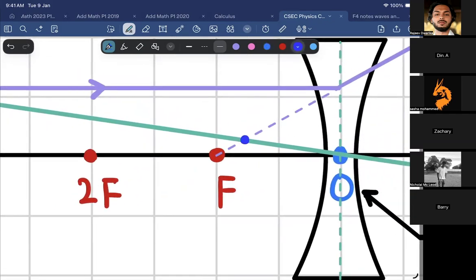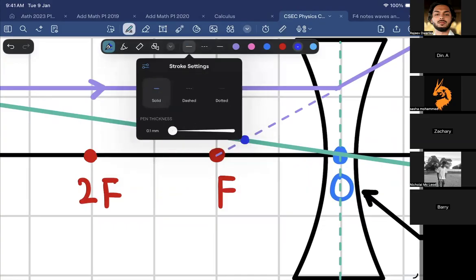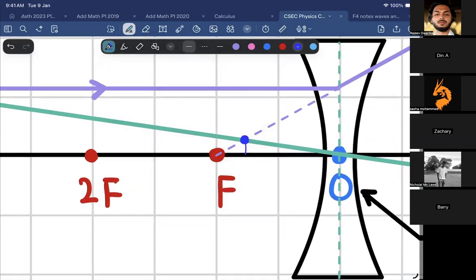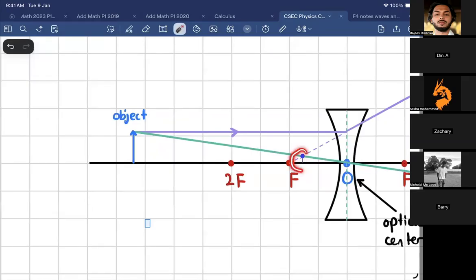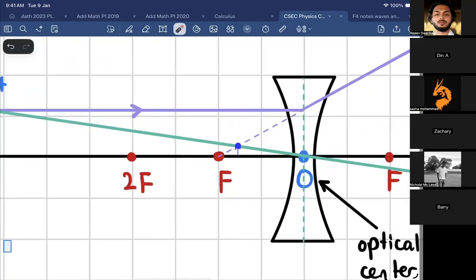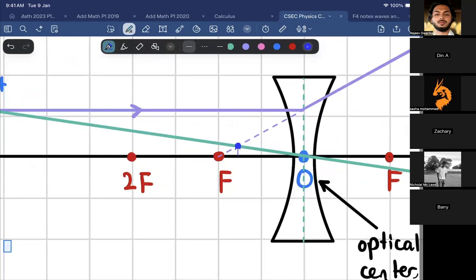At this intersection, I need a really, really small line here. Could everybody see this small arrow over here? Yes, sir. Danelle, Sasha, Zachary, Drew, are you seeing this small arrow over here? Yes, sir. So that would represent the image.